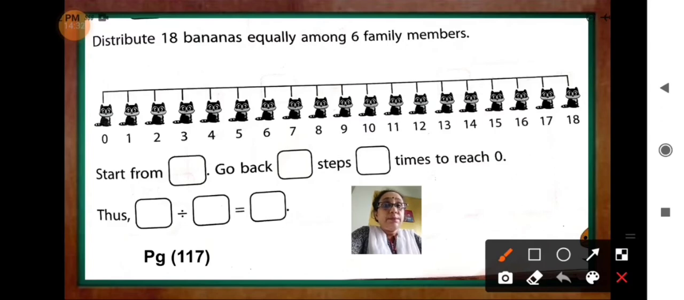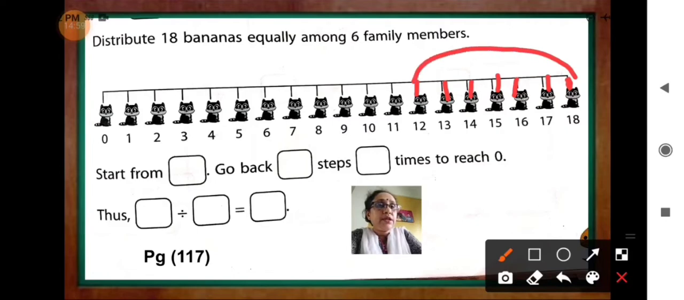Distribute 18 bananas equally among 6 family members. Now from where will we start? From 18 we will start. And how many steps will we go back? 6 steps. Okay. 1, 2, 3, 4, 5, 6. Now from 18 you draw this line. You have reached 12. Okay.